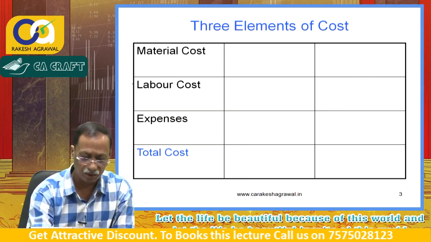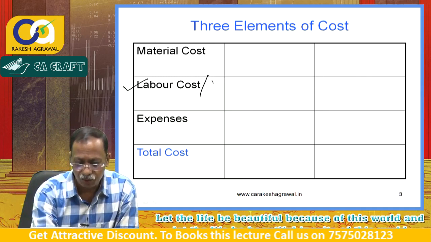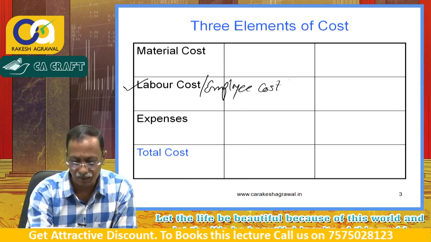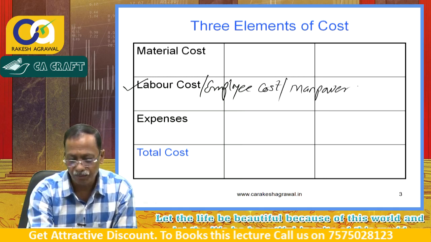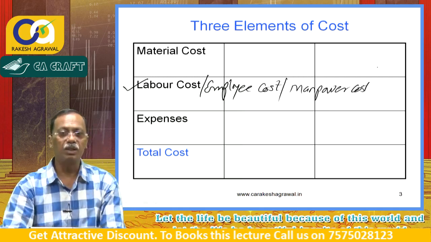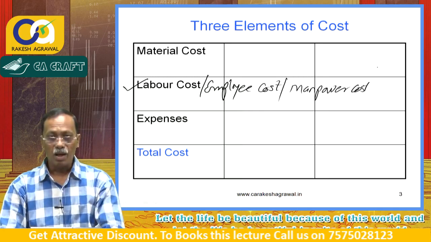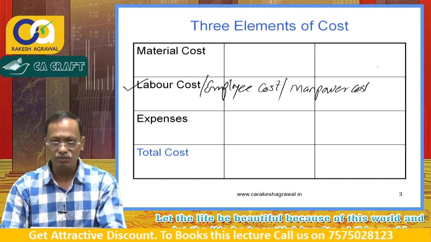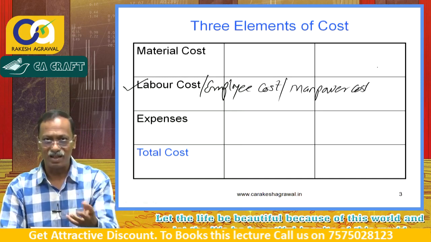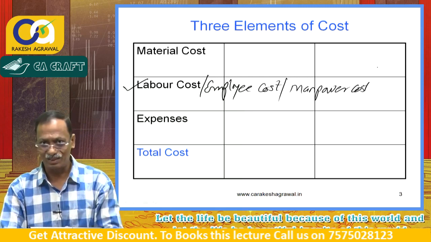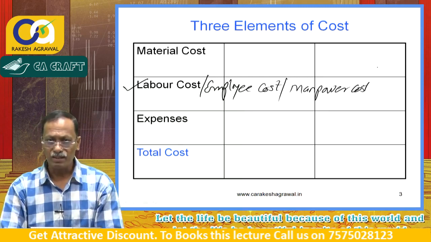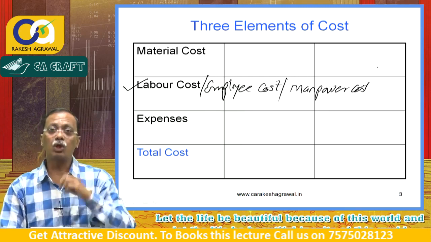Now we go to labor cost. Labor cost is the word used for employee cost. Employee cost and labor cost is one and the same. You may also call it manpower cost. We have to use manpower or people to get the work done. And the monetary compensation which we give to these employees in the form of salaries, wages, perquisites, some benefits, right? All this is cost to the organization.